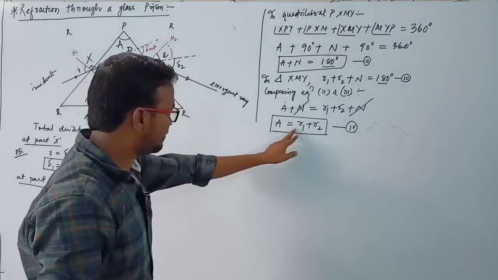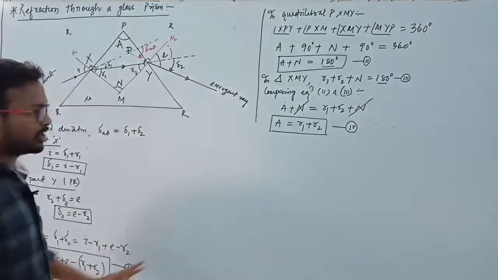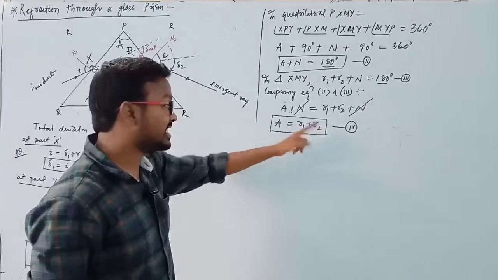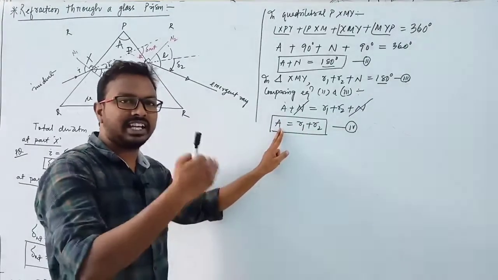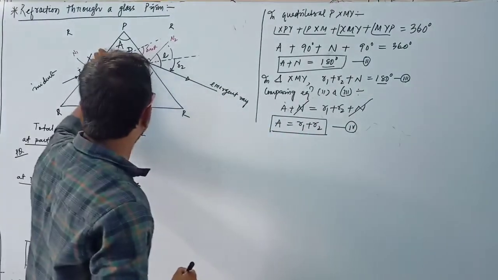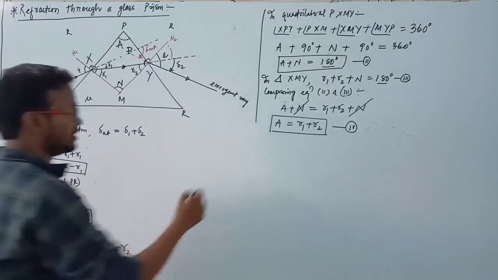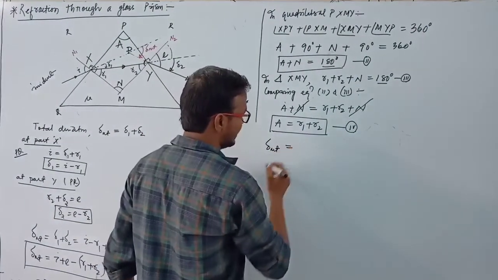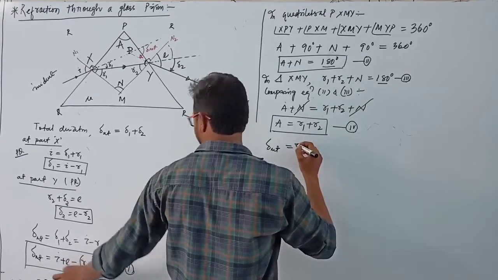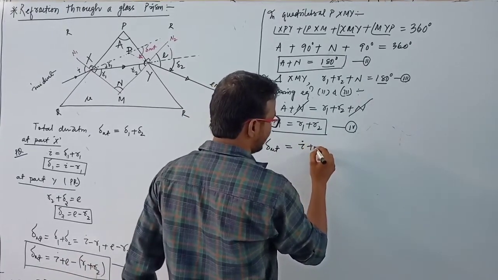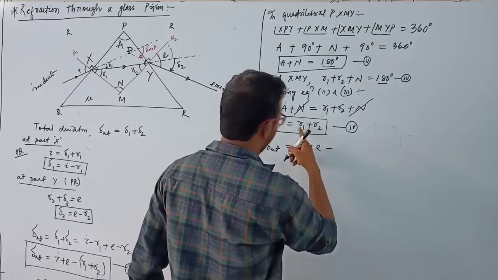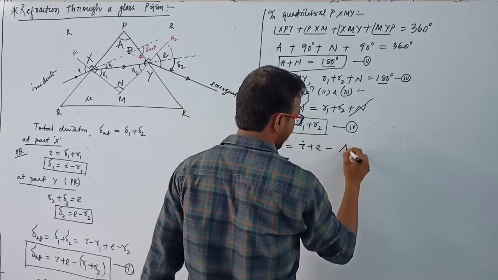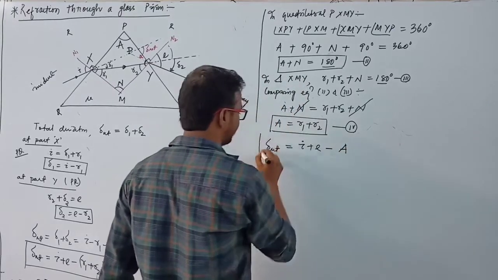Clear? Now replace the value here: this total angle r1 plus r2 is equal to what? A is the angle of prism. So this is the angle of prism, so we can replace it here. So total deviation delta net equals I plus E, angle of incidence plus angle of emergence, minus r1 plus r2, that is we can write directly A.